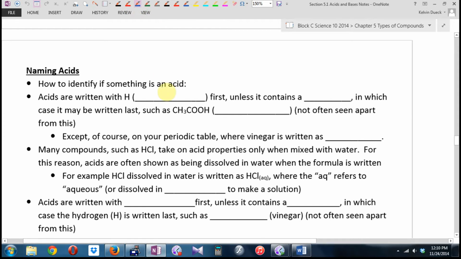So naming acids, much like many, many other compounds, and by the way, if you haven't picked up, I'm not a big fan of the way they name things in chemistry because there's different rules for everything, and I would never have set it up that way, but I'm not in charge.